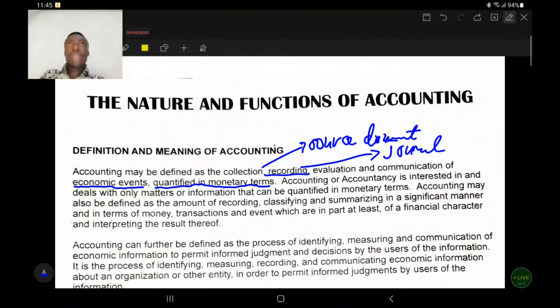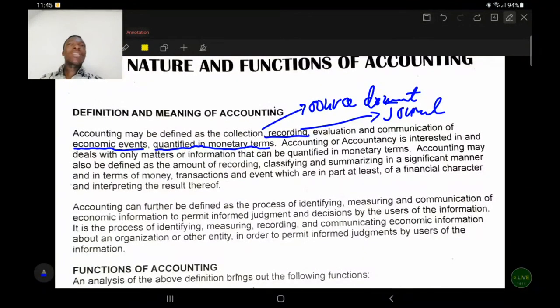Once you record it, you do proper evaluations and you communicate the information to the public. So at times you can also define accounting as the process of collecting, recording, and then even communicating what? The financial information, or the communication of the economic event in monetary terms in financial statements towards users. What do I mean by users here?